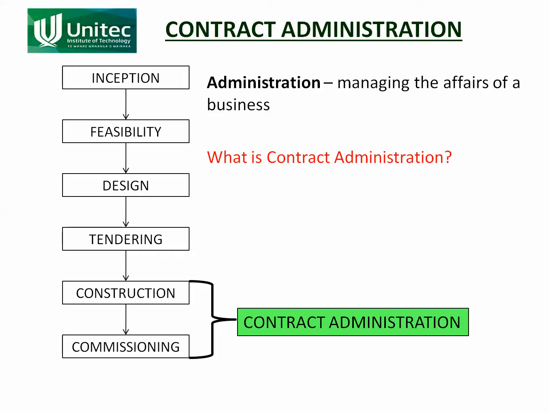Administration is defined as managing the affairs of a business. So in our case, the business that we're managing is a construction contract, which is a bit different from other businesses. If you're a manager of McDonald's or something like that, it's an ongoing process because it's an operations thing. But in our case, the business that we're dealing with is a project, so it has a definite beginning and a definite end. But the principles of administration, even though it does have a beginning and an end, are much the same as if you were running a McDonald's or a shop or a consultancy or any other business like that.